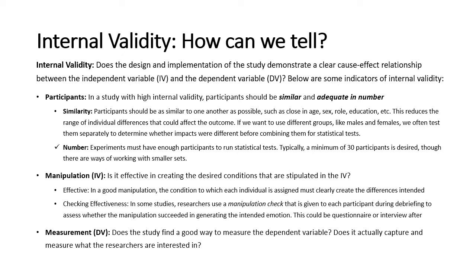So what do we mean by similarity? Well, what we want to do is minimize the differences between the individuals in the group, because if they're really widely different, then we might have age effects or some of those other group effects coming into play. So we want to make participants as similar as possible, close in, say, age, sex, role, education, other factors like that. And so it reduces the range of what's called the error. It reduces the error or the range of individual differences that could affect the outcome.